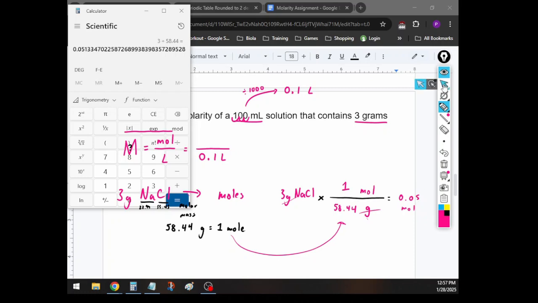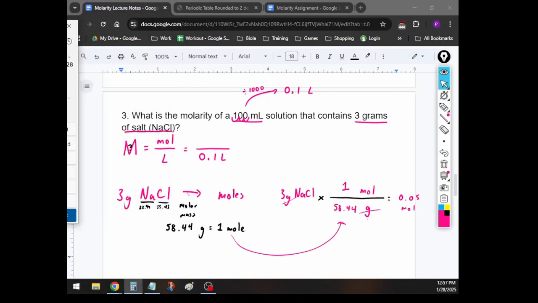So now that we have moles, what can we do with it? We can plug it into the equation, and then we're all done. So 0.05. Wait, to get to 0.05, can we put that in the calculator? Yeah, you should do this on a calculator. 3 divided by 58.44. Oh, okay.